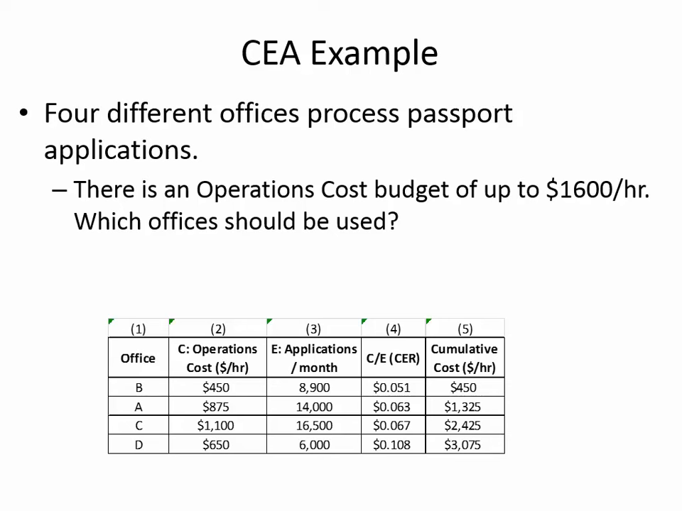Sometimes a partial allocation is available. So for instance, if we had $1,600, then we would fully fund B and A, and then we maybe are able to partially fund office C. But that's not always possible to have a partial funding.